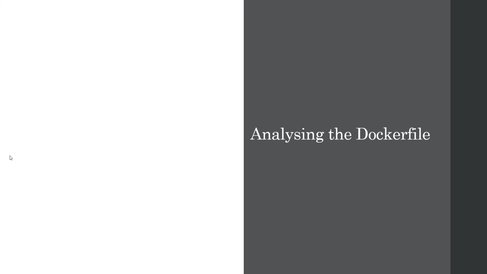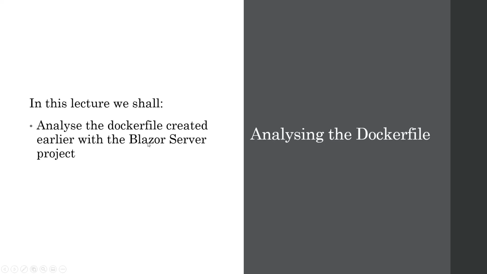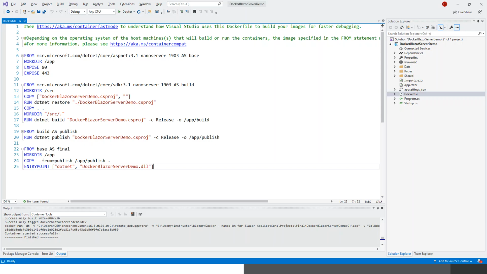Welcome back. So in this lecture, we shall be analyzing the Dockerfile that we created in the previous lecture with the Blazor server project template. So let's switch over to Visual Studio. I have kept the Dockerfile open in front of us, which was created at the root of this project, Docker Blazor server demo. And now let's inspect it layer by layer.